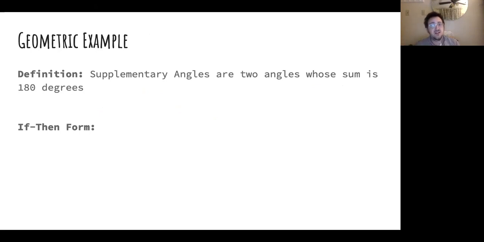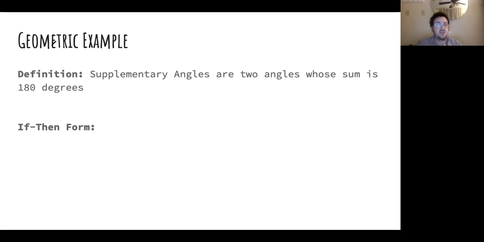All right, so now we're going to look at a geometric example. This is a definition that's right out of a geometry book. This is something that we studied in the last unit, supplementary angles. Supplementary angles are two angles whose sum is 180 degrees. What we want to do here is write it into if-then form.